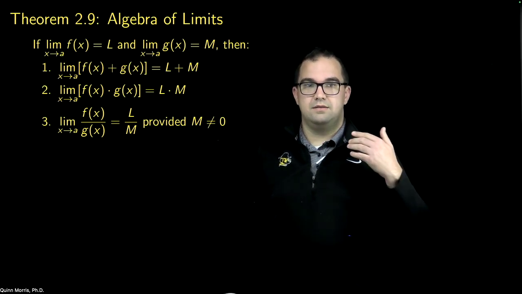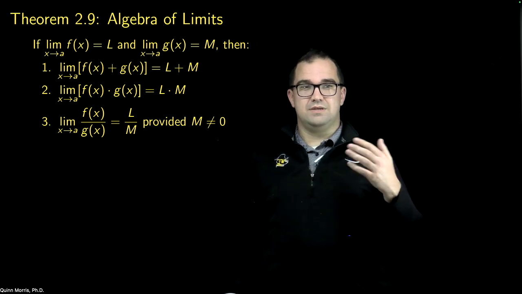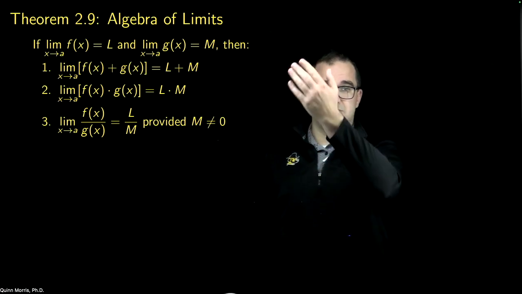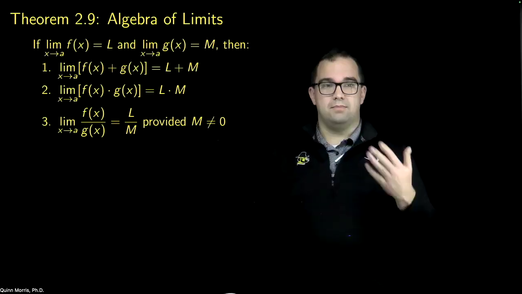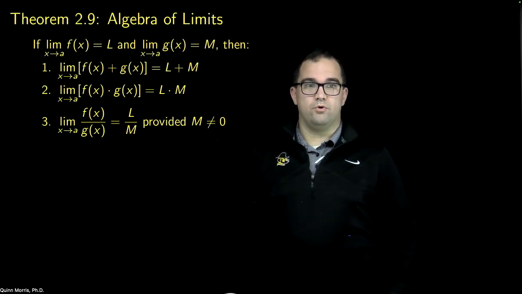So in many respects, the proofs become exactly the same as before. They're exactly the same kind of delta epsilon proofs from before. We're not going to spend time to prove these. Suffice it to say that we can break up limits over sums, products, and quotients just as we have before.